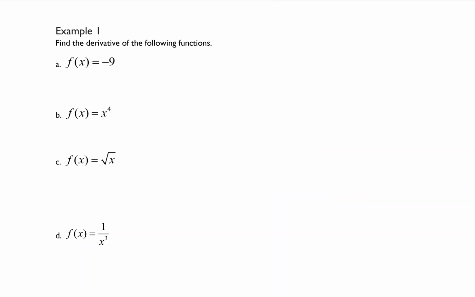Example 1 wants us to find the derivative of the following functions, and we can use the rules that we have learned above. So f of x equals -9. -9 is a constant function, so by using the constant rule, we can just say that f prime of x is equal to 0 because f of x is a constant function.